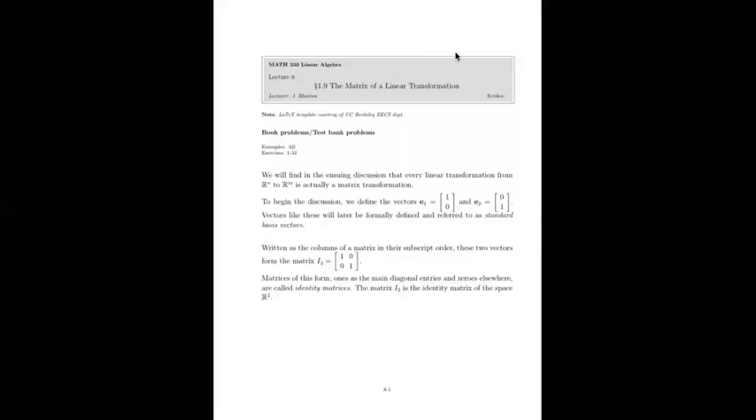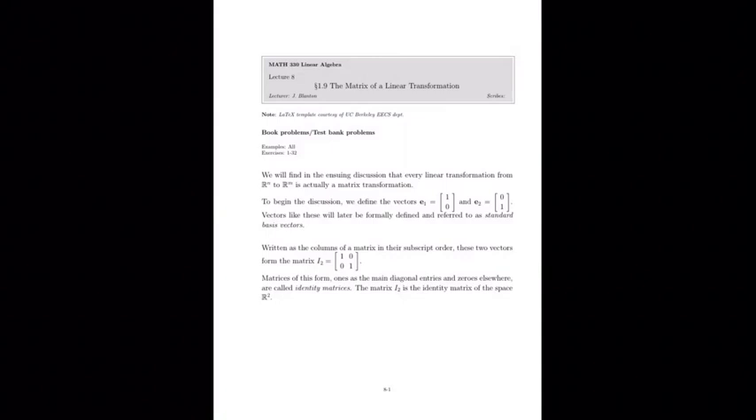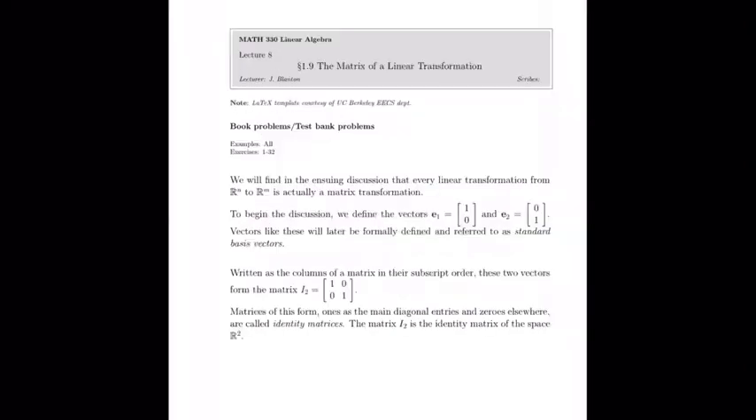Section 1.9 is the matrix of a linear transformation. This was alluded to in section 1.8. What we're going to find here is that any linear transformation T will have a unique standard matrix A that represents its transformation. Now, we need a couple definitions before we can get into that actual fact.